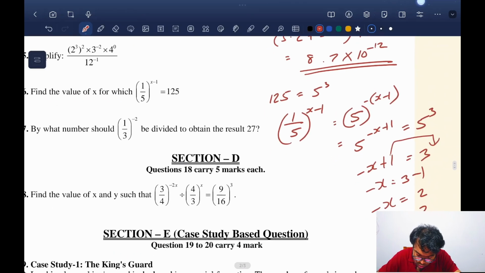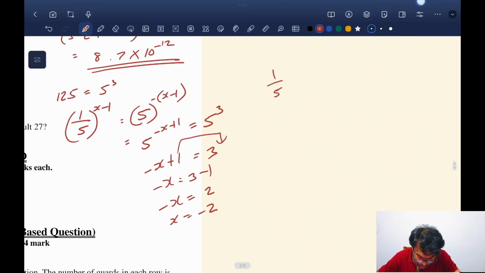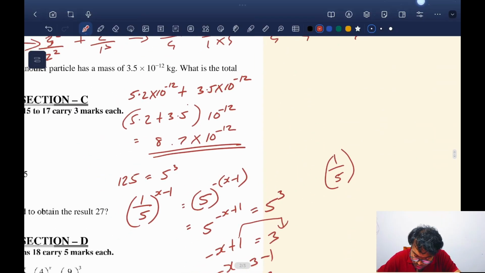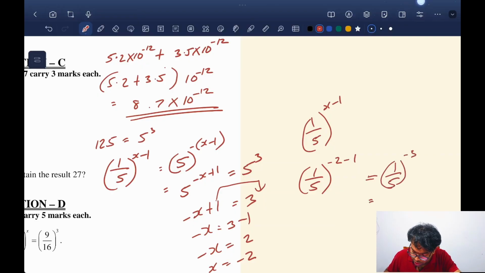Now put it here and see, 1 upon 5 the whole to the power, what is here? x minus 1. Put x minus 1 and see what happens. You have 1/5 the whole to the power minus 2 minus 1 is equal to 1/5 the whole to the power of minus 3. So what do you get? 5 to the power of 3 is equal to 125. Isn't this correct? Yes, sir.